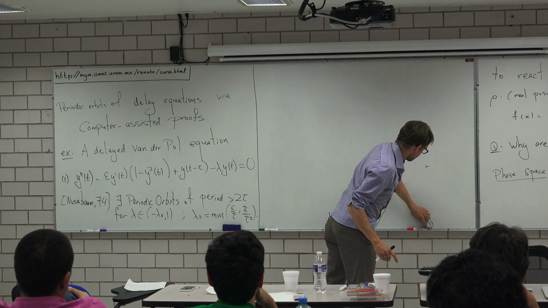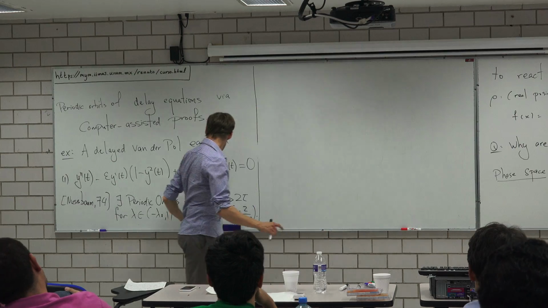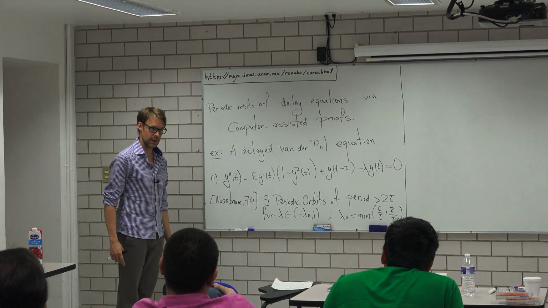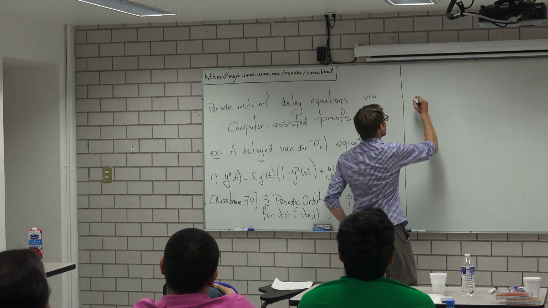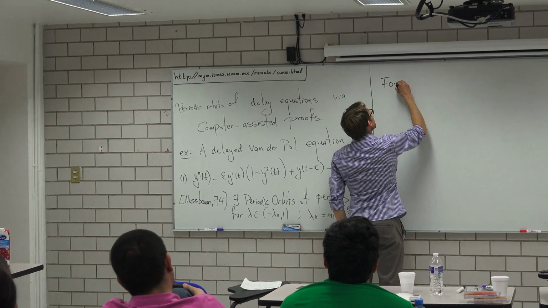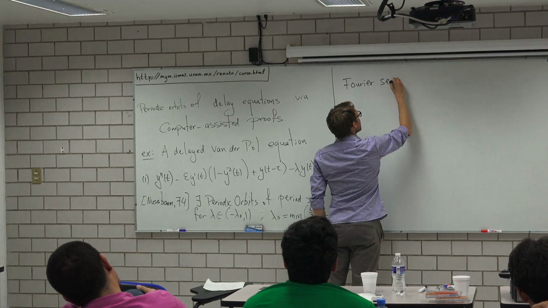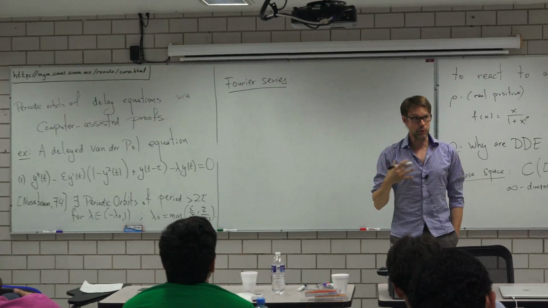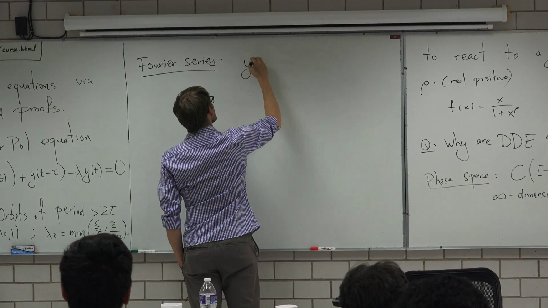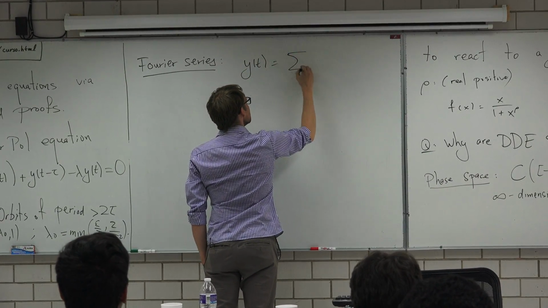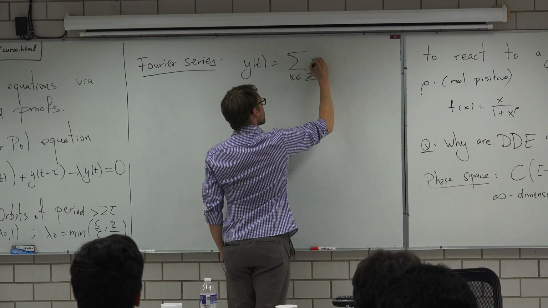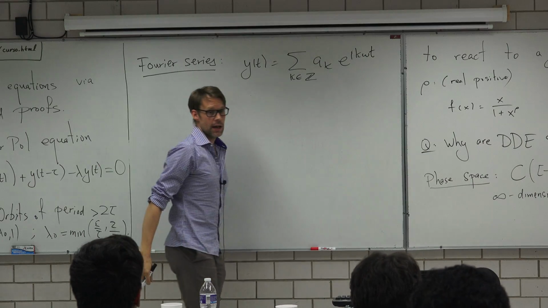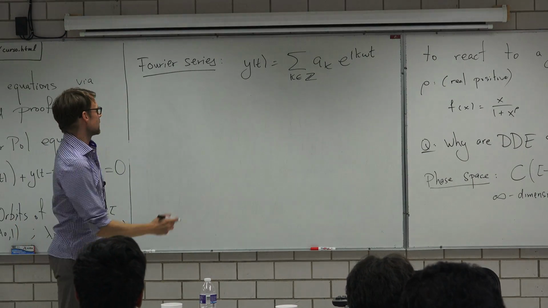Fourier series. Say I'm interested in proving existence of periodic orbits for that model here. So what can I do? I'm going to look for Fourier series. Well, I don't need to do that, but that's one way to do it. I'm going to write y of t as an infinite sum of Fourier coefficients times e to the i k omega t, where omega is the a priori unknown frequency.